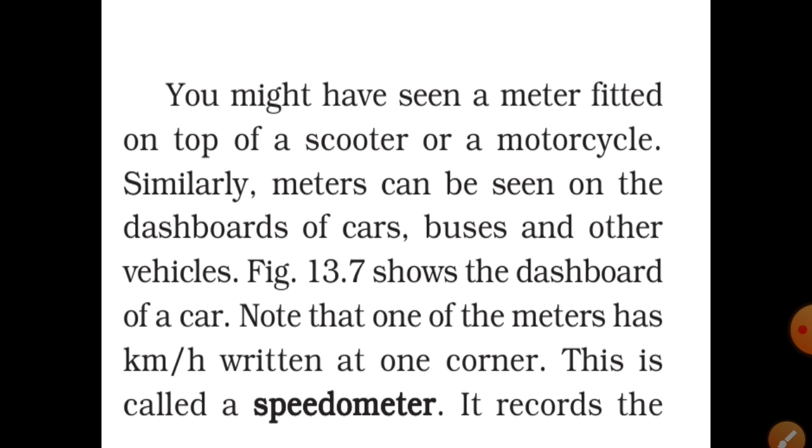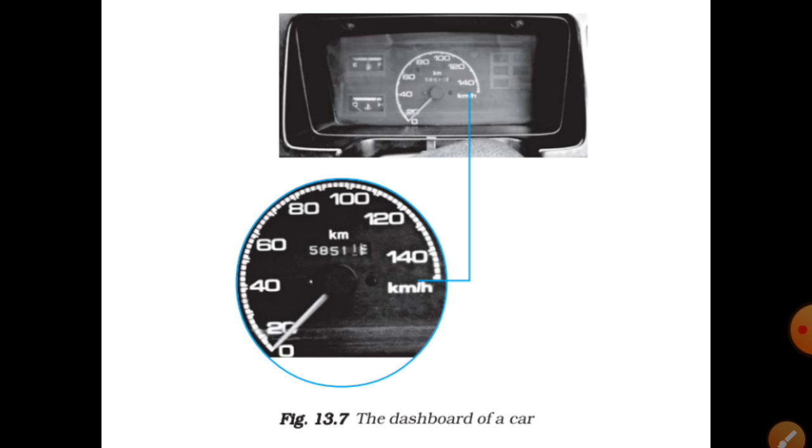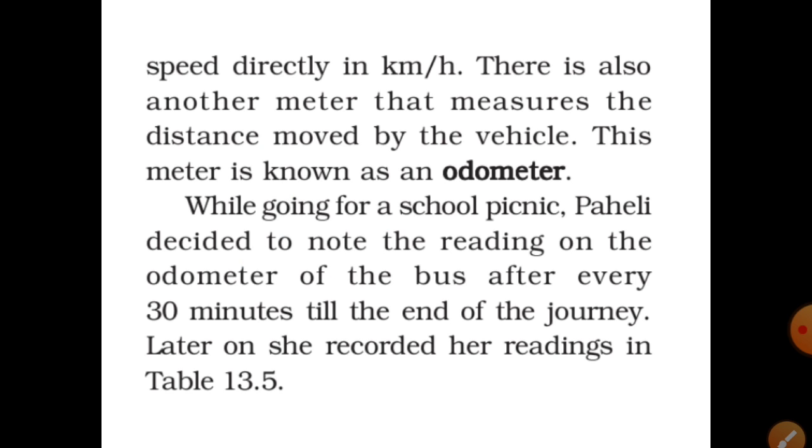You might have seen a meter fitted on top of a scooter or a motorcycle. Similarly, meters can be seen on the dashboards of cars, buses and other vehicles. Note that one of the meters has kilometer per hour written at one corner. This is called a speedometer. It records the speed directly in kilometers per hour. There is also another meter that measures the distance moved by the vehicle. This meter is known as the odometer.